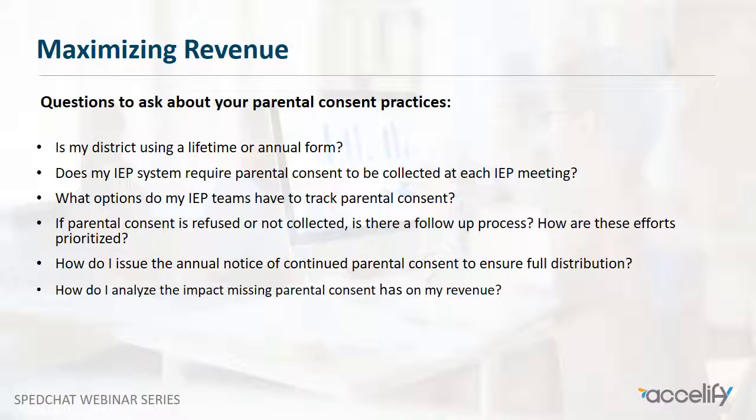And then how are those efforts prioritized? Do you just give this follow-up personnel, if you do have them, a list of students with refusals and not on files? Or are you able to tie that information to the potential revenue for each student so that they can target their efforts to the students that would bring the district back the most money?